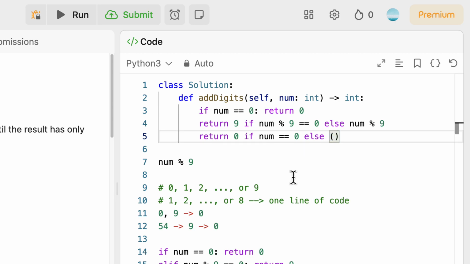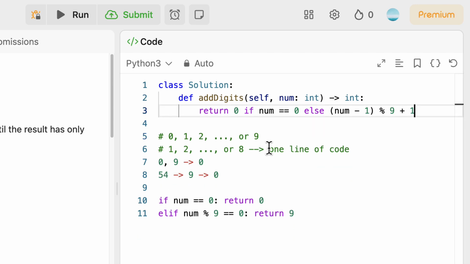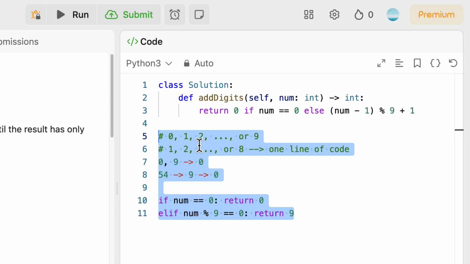Okay, the key point here is that we just shift it by 1, and then mod 9, and then plus 1 back. And this will become the one-line solution. So it's very clean, but it's not that readable at first sight. So this is the final solution of this problem.